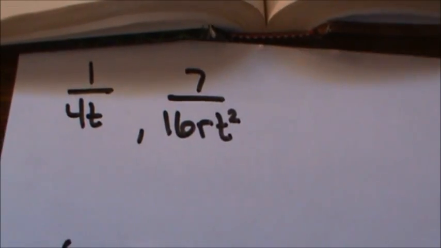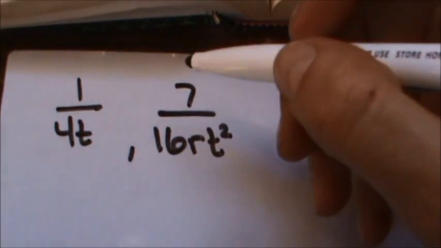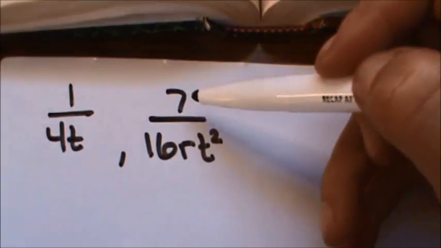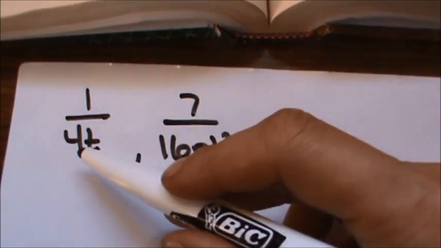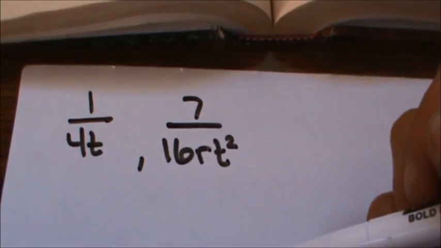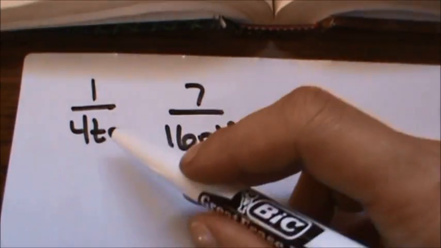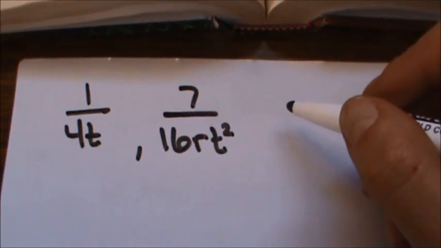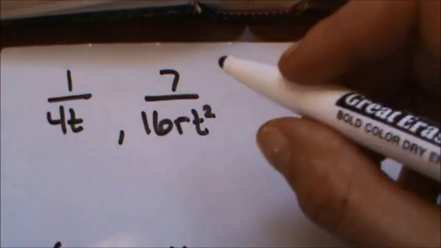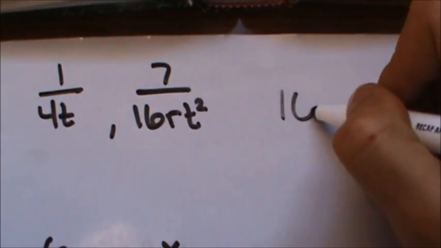So let's try to find the LCD between these two fractions. I can ignore the numerators completely. I do not care about the 1 and the 7. But when I look first at the denominators, I check that they're factored. Yes, they are. Then I look at the big numbers, 4 and 16. The greatest common multiple between those two is 16. So that's going to be part of my LCD.